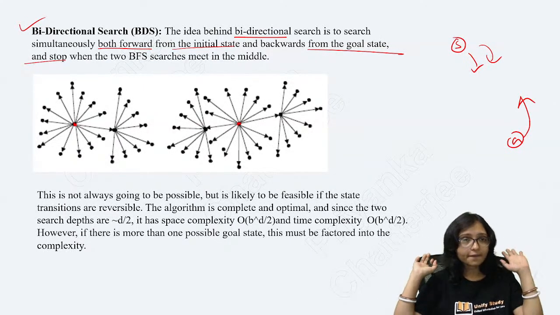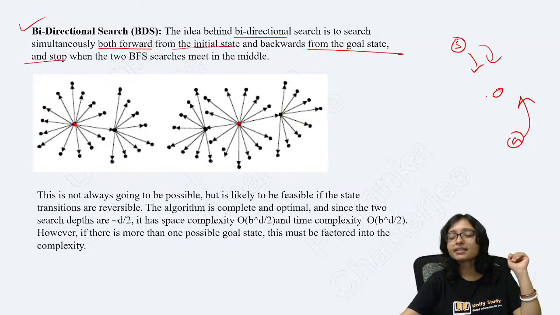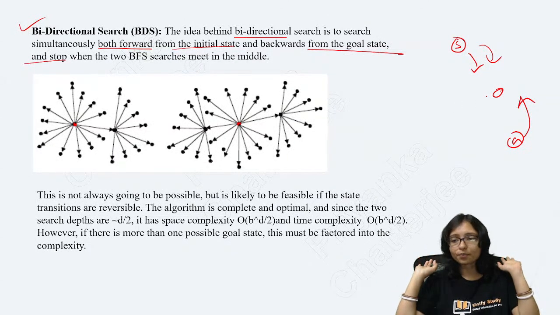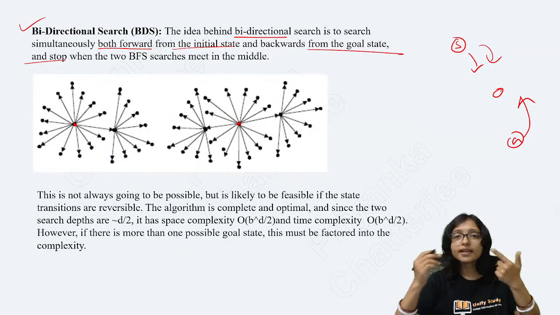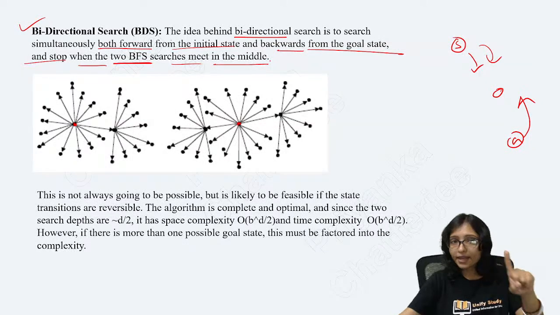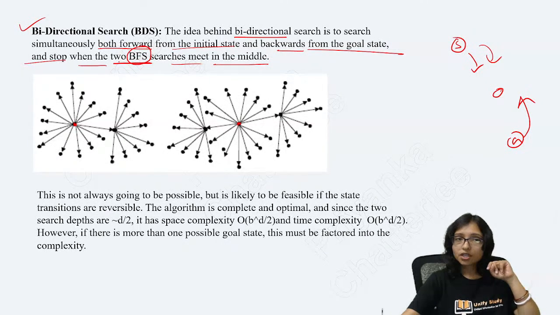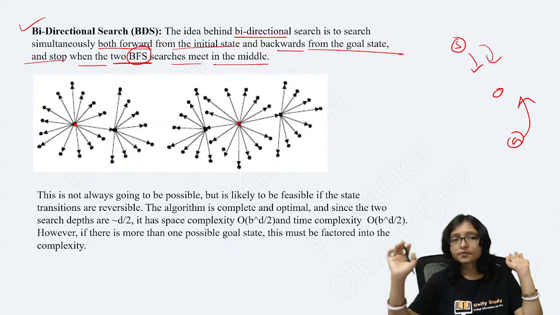It is very smart: we will try both directions, and whenever I get the answer in the middle, I will stop. That's why it is bidirectional. Search initially backward from the goal, then the two BFS searches meet in the middle. We are applying BFS, that is breadth first search, and when the two searches meet in the middle, I will stop.